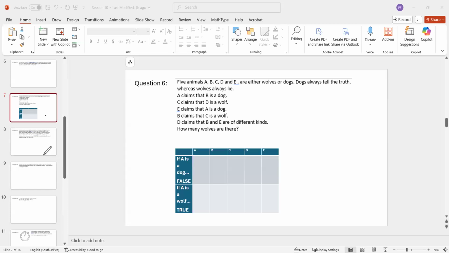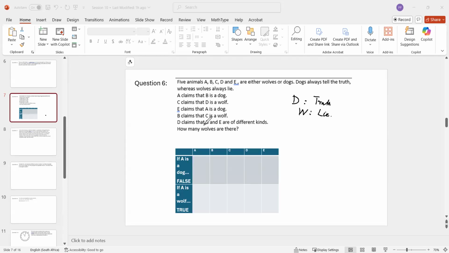Okay, we're going on to question 6 now. What does question 6 say? There are 5 animals, A, B, C, D, E, that are either wolves or dogs. So you've got 2 types of animals. That animal could be a wolf or it could be a dog. Now, dogs always tell the truth. Okay, now this is a hypothetical, impossible thing, but whatever it is, dogs always speak the truth, always. They don't ever speak lies. And the wolves always lie, always lie.